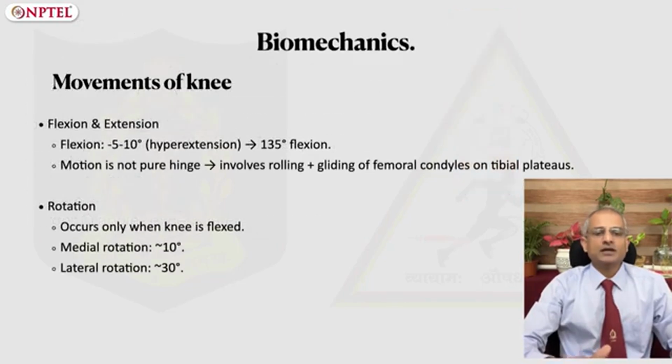The knee's movements are complex, which combine rolling, gliding, and rotation. The primary movements possible at the knee are flexion and extension. This extends from about 10 degrees of hyperextension to 135 to 140 degrees of flexion. Some degree of rotation is also possible at the knee, especially when the knee is flexed. A medial rotation of up to 10 degrees is possible, and a lateral rotation of up to 30 degrees.